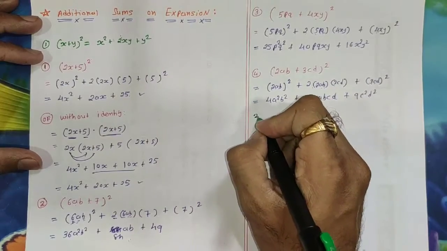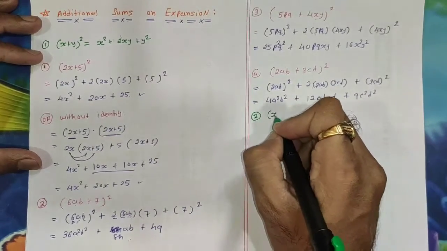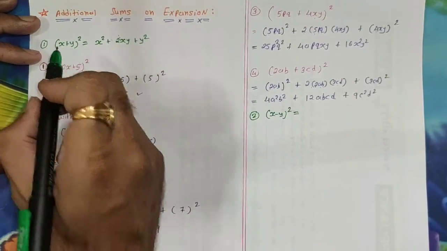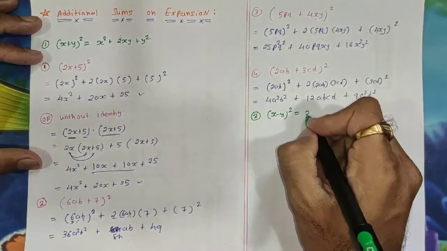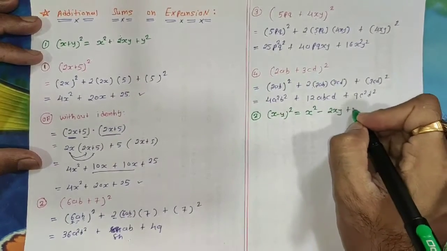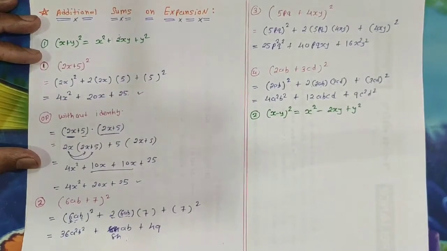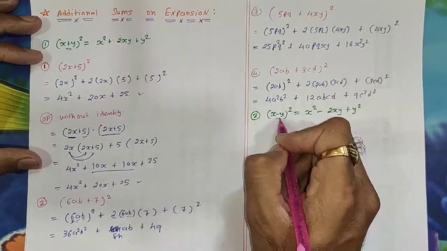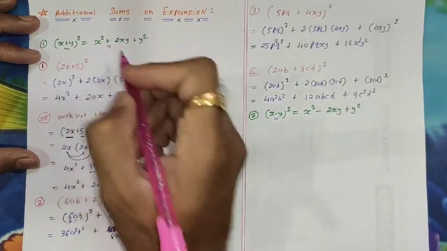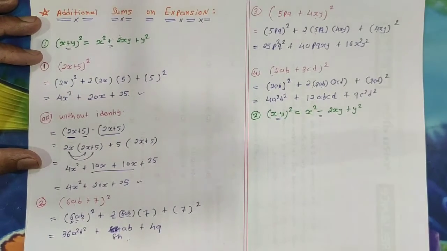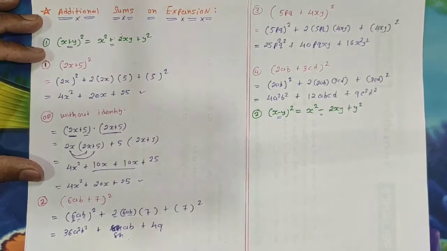Now we are using the second identity. The second identity is x minus y whole square. Here x plus y is there, here x minus y whole square is there, which is first term square minus 2 into first into second term plus second term square. So the only difference between these two identities is x plus y, here x minus y. So here a plus sign is there, for this a minus sign is there. Otherwise both identities are similar.